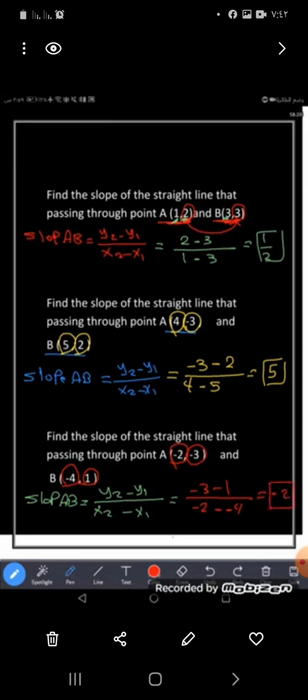Another example, find the slope of the straight line that passes through the points A (negative 2, negative 3) and (negative 4, 1). Then I can say slope equals negative 3 minus 1 over negative 2 minus 4, it means negative 4 over negative 6... then I get slope negative 2.